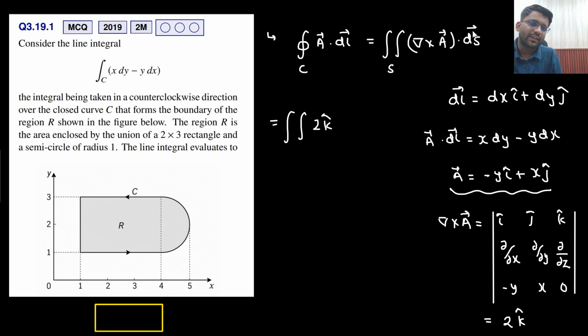Now what is your ds vector for this? You are moving on the xy plane, so ds would be dx dy. What will be the direction? Use the right hand rule. See the circulation. Circulation is anti-clockwise, coming towards you. So plus k cap. Now k cap dot k cap will be 1 only. So eventually what you are getting is 2 dx dy. This is what you are getting.